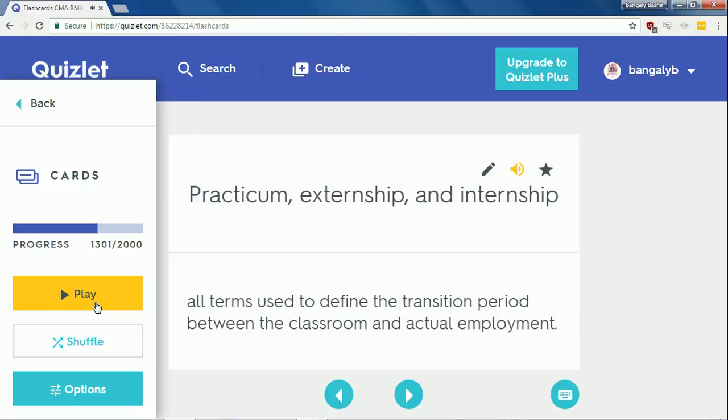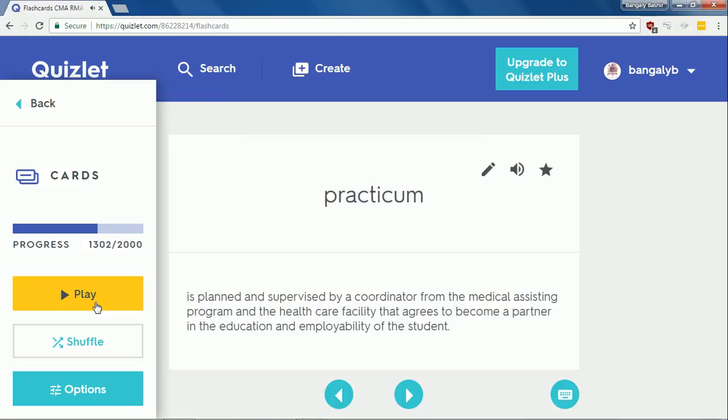Practicum, externship, and internship are all terms used to define the transition period between the classroom and actual employment. Practicum is planned and supervised by a coordinator from the medical assisting program and the healthcare facility that agrees to become a partner in the education and employability of the student.